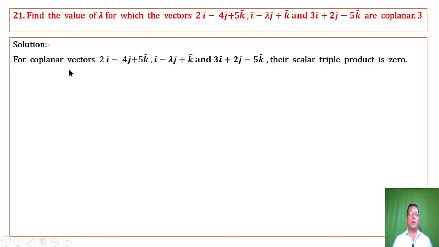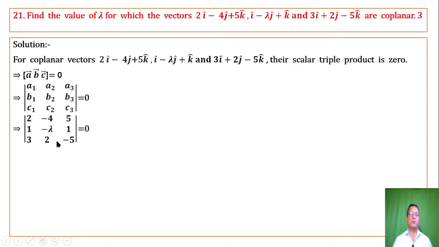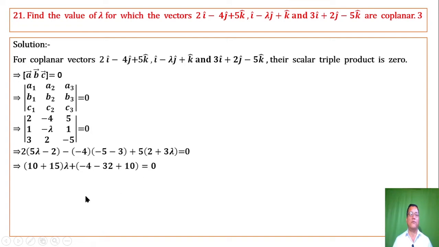For coplanar vectors, their scalar triple product is 0. That is, this value is 0, whose value is the determinant of A1, A2, A3, second row B1, B2, B3, third row C1, C2, C3, and whose respective values are this. And expanding along the first row we get this, from which we have to solve lambda equal to 26 by 25. This is the required value.